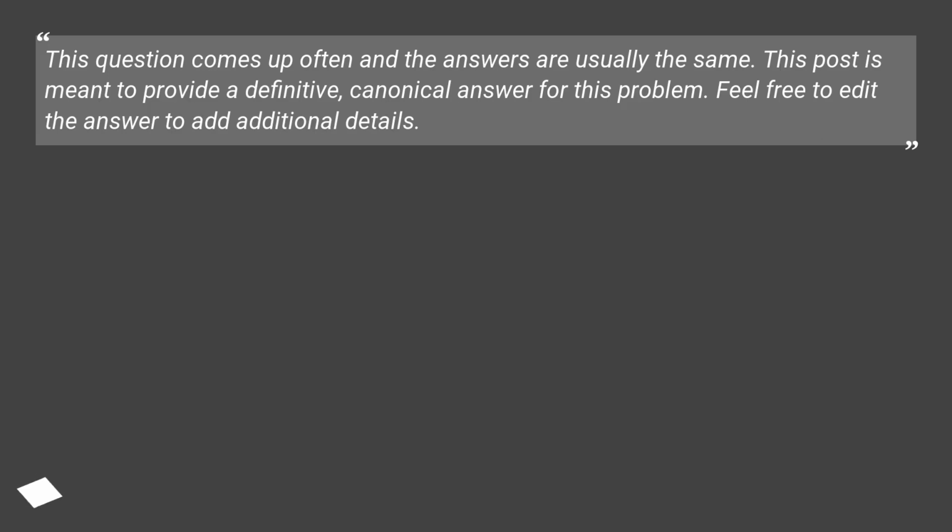This question comes up often and the answers are usually the same. This post is meant to provide a definitive, canonical answer for this problem. Feel free to edit the answer to add additional details.